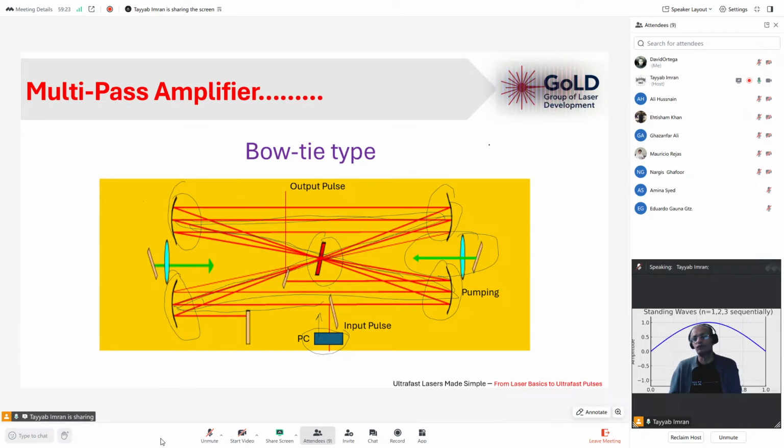Usually, for your information, in a reasonable ultrafast lab, it has 2 amplifiers. If you have 2 amplifiers, then the first one is a ring type, and the second one is bow tie type, to boost the power. This is the usual way.